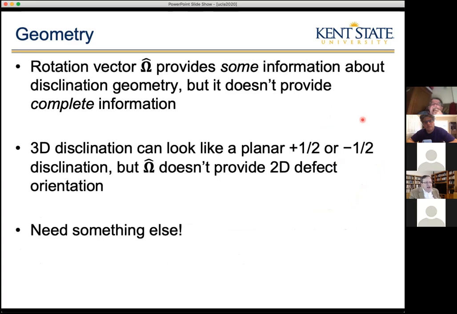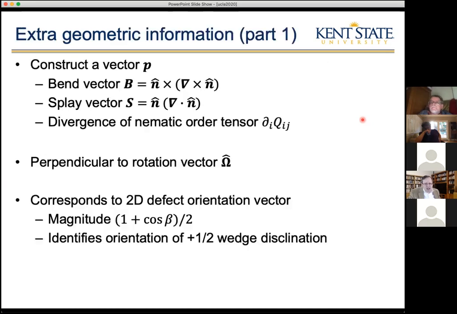But that's not everything. We know it's not everything because we know that the 3D disclination can sometimes look like a plus half or a minus half. And those plus half and minus half already have the orientational features that I told you about in the first part of this talk. And omega doesn't describe those things. Okay? So we need something else. That needs further geometric information.